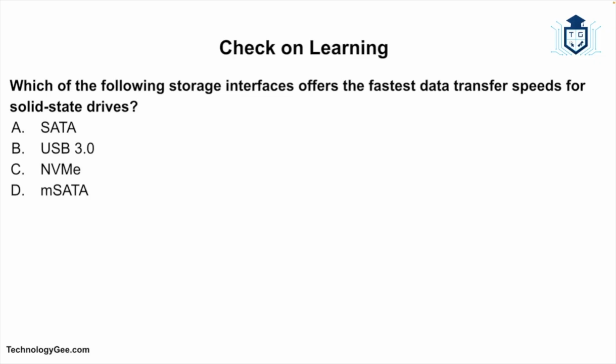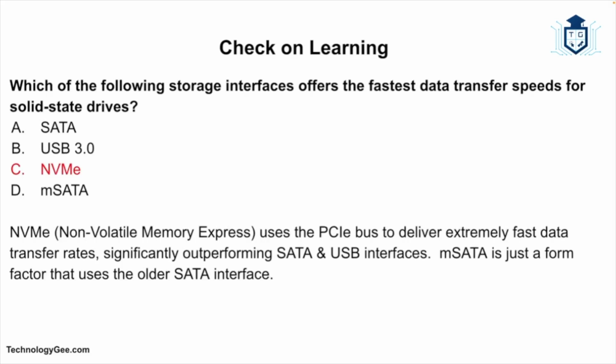So our first question is: which of the following storage interfaces offers the fastest data transfer speeds for solid state drives? Would that be SATA, USB 3.0, NVMe, or mSATA? And the correct answer is NVMe, or non-volatile memory express. This uses the PCIe bus to deliver extremely fast data transfer rates, significantly outperforming SATA and USB interfaces. mSATA is just a form factor that uses the older SATA interface.